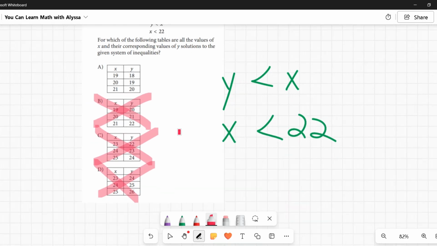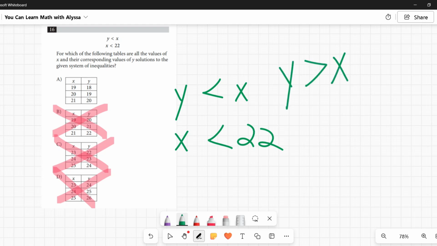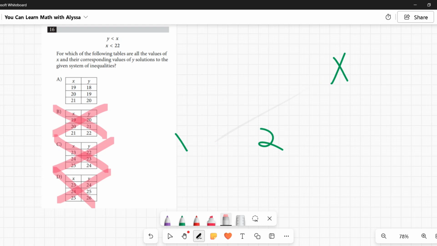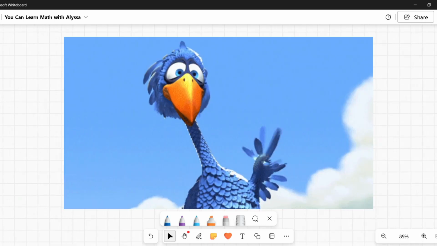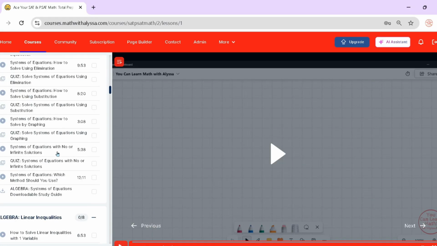My only sort of caution would be just be careful. Don't make a careless error. Don't misread this as y is greater than x and get the wrong one, because I guarantee you, they have every combination represented in those four. That's what they want to trip you up. So just be careful and you can get this one right and go on your way. It is A.